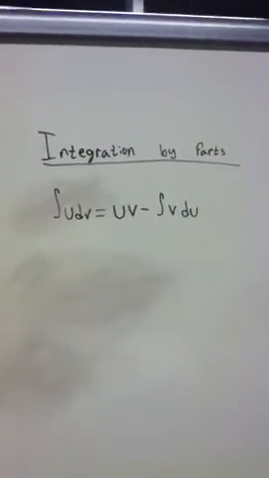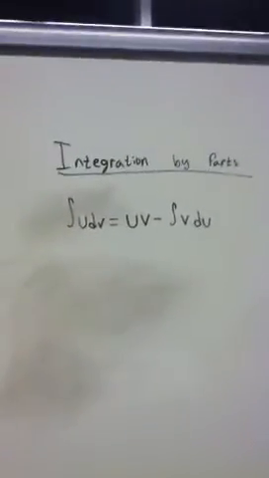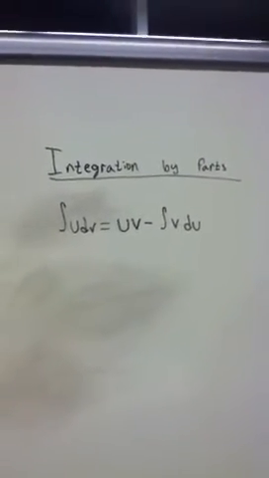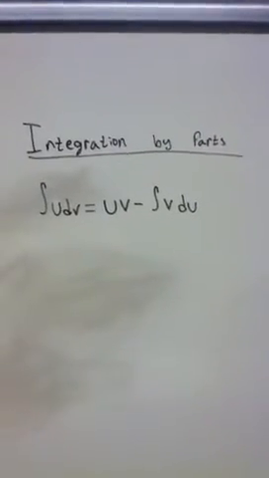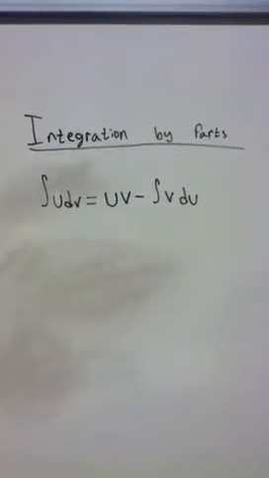So we're going to be talking about integration by parts. Integration by parts is a method of solving integrals that you don't automatically know the answer to, and that are in the form of two functions being multiplied by each other. So if you have an integral and you can see that there are two different functions being multiplied by each other, you know to use this method of integration by parts.